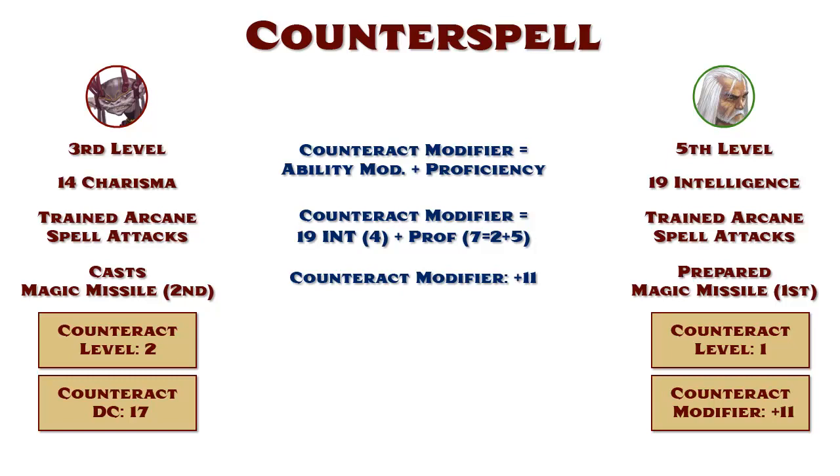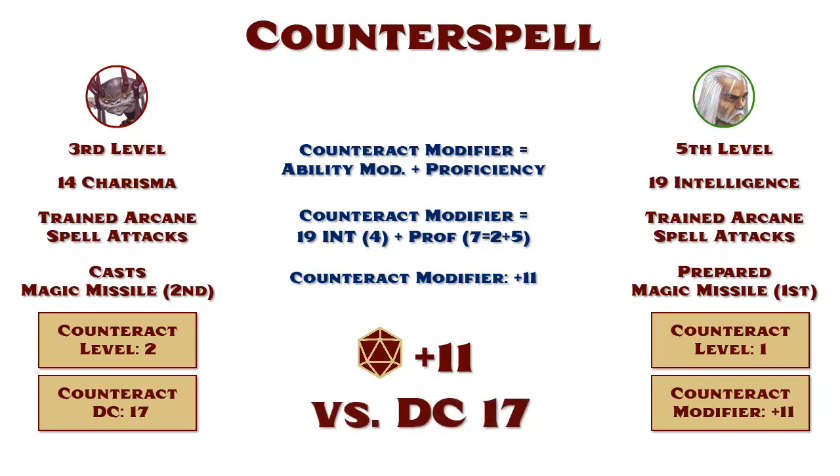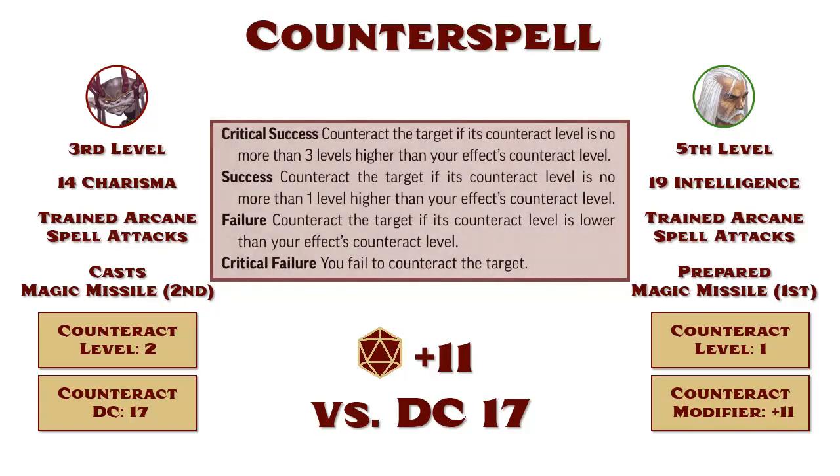So when Ezran expends his prepared magic missile spell to counteract the hobgoblin's, he rolls 1d20 and adds 11. This total is then compared to the hobgoblin's counteract DC of 17. So if he rolls a 6 or higher on the d20, then the hobgoblin's magic missile spell is countered and has no effect. If Ezran rolls a 5 or lower, then he is unable to counter the hobgoblin's attack and the magic missiles deliver their regular damage.